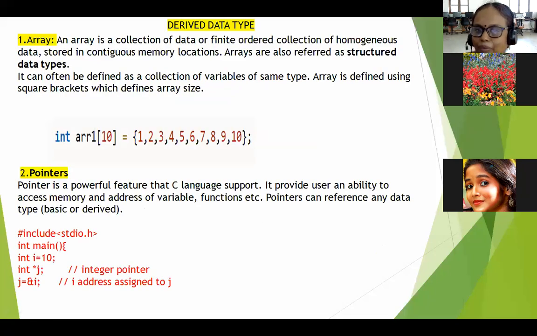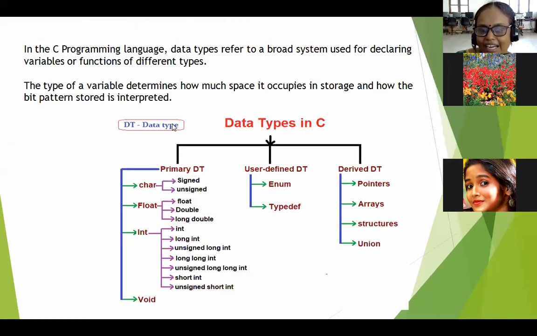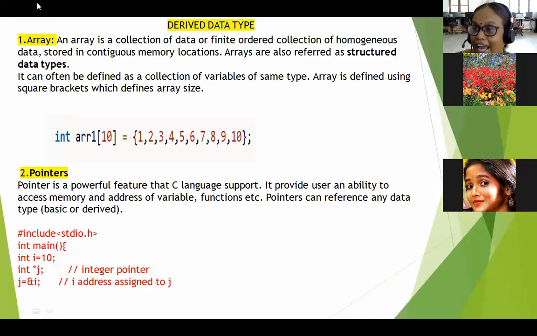Next important point: we have 3 data types. Moving on from our first unit, primary data type, user defined, and derived data type. Now we will see derived data type. We will see derived data type elaborately in the second and third units, but I will tell you what it is. Mainly array. What is an array? If I want to store a collection of homogeneous data, that means similar data type, stored in contiguous memory locations, continuous memory locations, that is an array.